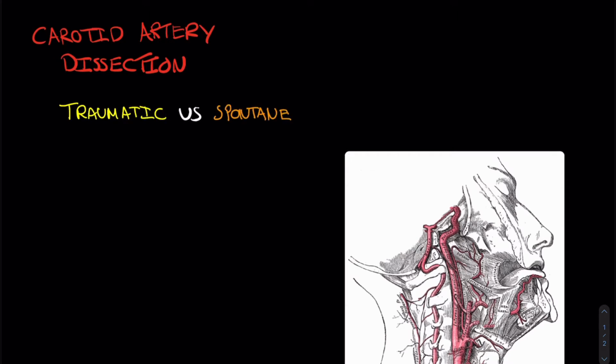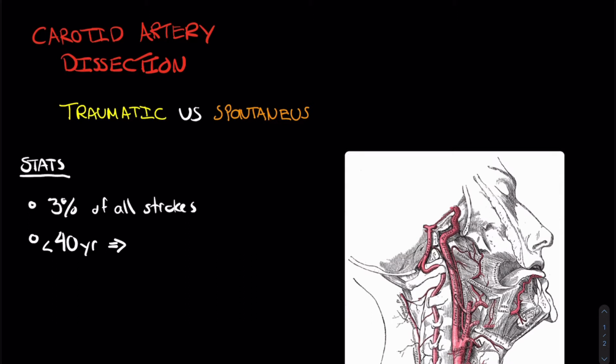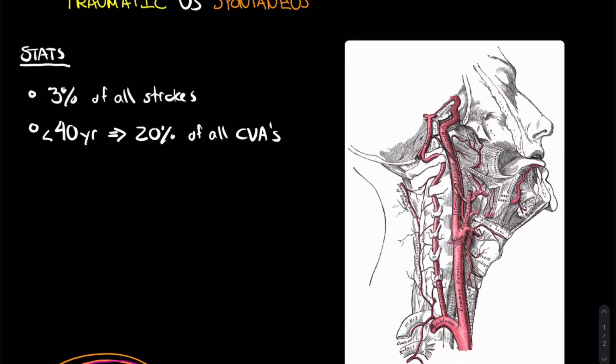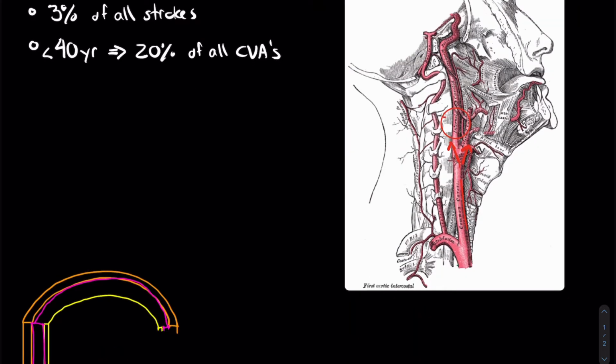Statistically speaking, the dissection of the carotid artery accounts for about 3% of all strokes, and it is the most common cause of stroke for the young population. So the dissection of the carotid artery accounts for about 20% of all cerebral vascular accidents in the young population. This condition happens mainly to the internal carotid artery, and it usually happens 2-3 centimeters just above the common carotid artery bifurcation point. Let's zoom in here.